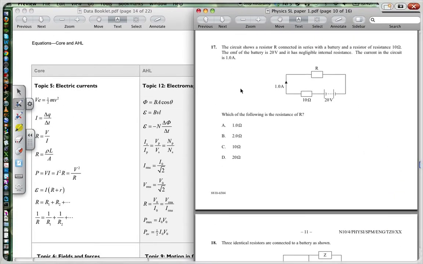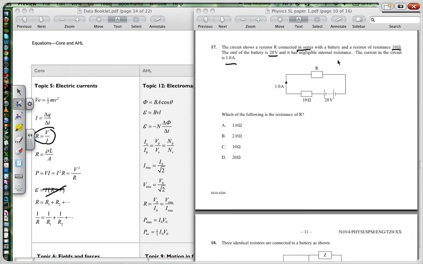For question 17, it says a circuit shows a resistor R connected in series with a battery and a resistor of 10 ohms. The EMF of the battery is 20 volts with negligible internal resistance. Now, because we've got negligible internal resistance, this is the formula dealing with internal resistance, so we probably won't be using that one. We would just need to work with that formula over there. That will be fine. That's our Ohm's law. The current in the circuit is 1 amp. So which of the following is the resistance R?